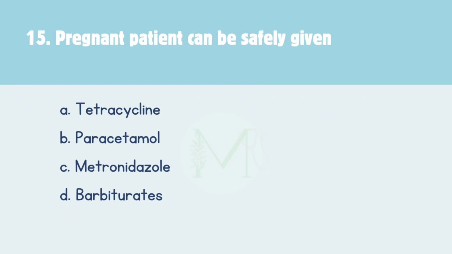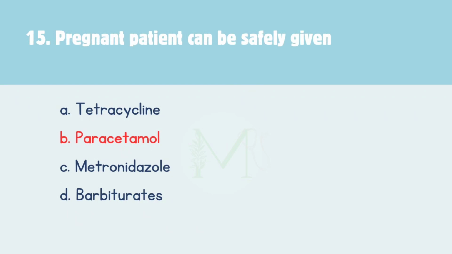The next question is, pregnant patient can be safely given. The options are tetracycline, paracetamol, metronidazole, barbiturates. The correct answer here is paracetamol. Paracetamol, also known as acetaminophen, is considered the safest analgesic and antipyretic during pregnancy when used in recommended doses. It crosses the placenta but has minimal risk to the fetus. It is the drug of choice for treating fever and mild to moderate pain in pregnant patients.